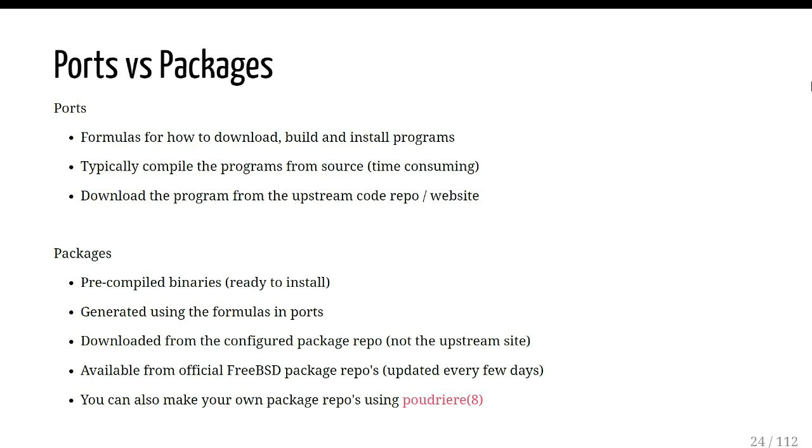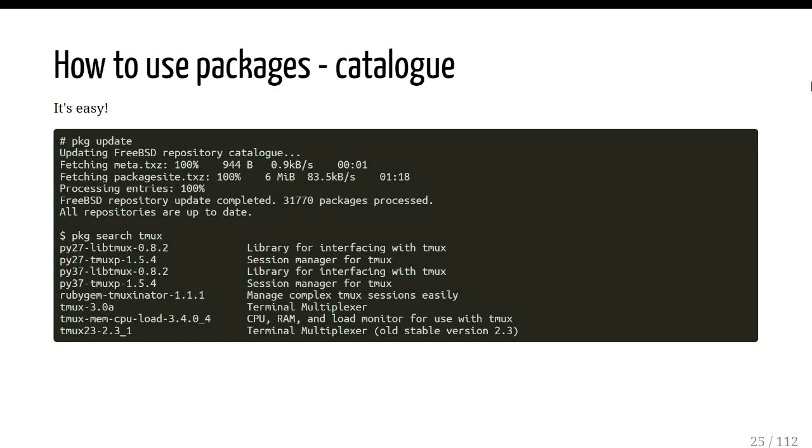So packages are the pre-compiled binaries which are ready for you to install. They're generated using the formulas from ports. And when you download packages, you're not downloading them from the upstream developer's website, you're downloading from the FreeBSD package repo. So these are available in the FreeBSD package repo, and they're updated every few days. And you can make your own package repo should you choose to.